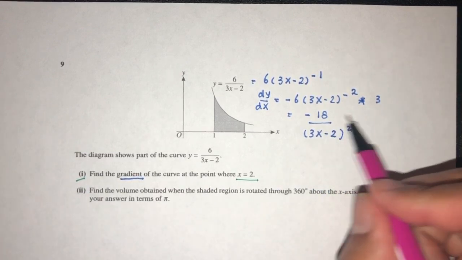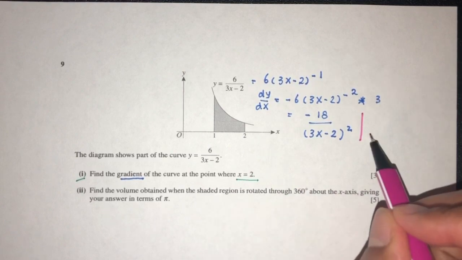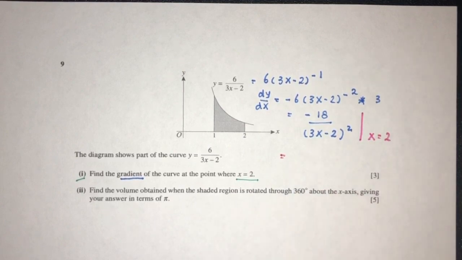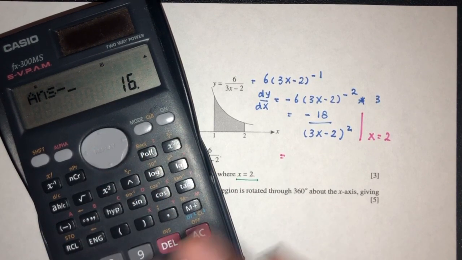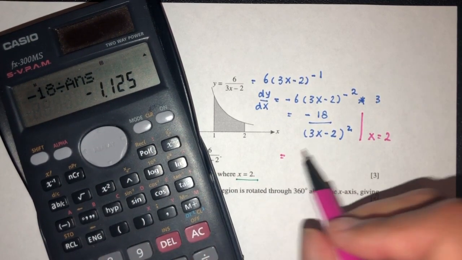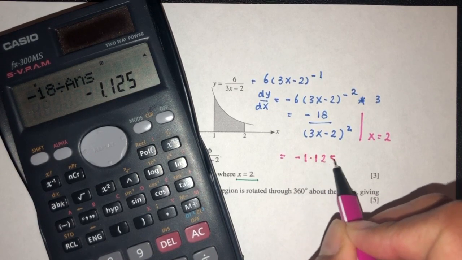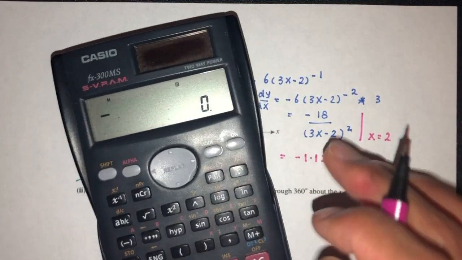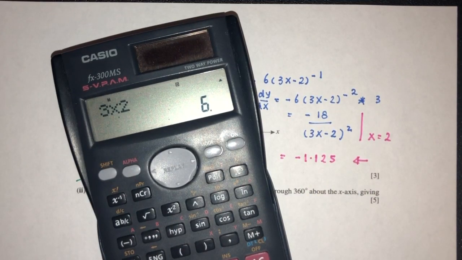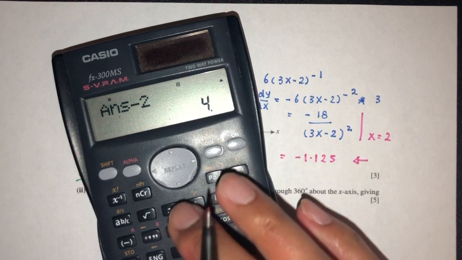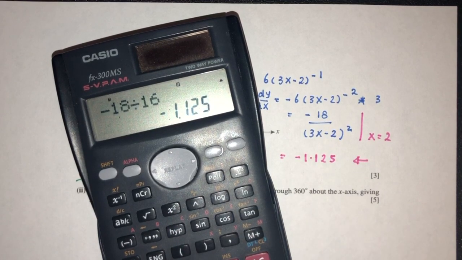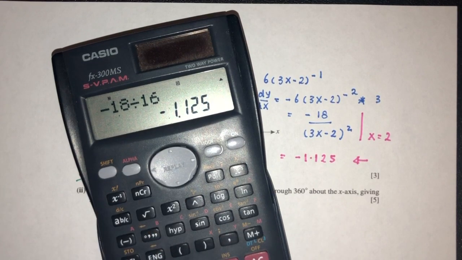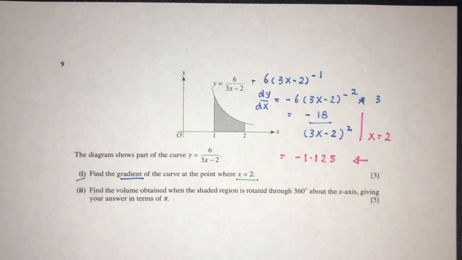Now we have to find this value when x equals 2. Replace, you will have 3 times 2 minus 2 squared, that should be this, minus 18 divided by this value, which should be minus 1.125 as my gradient at this point. Let's double check. So 3 times 2 is 6, minus 2 is 4, 4 squared is 16, minus 18 divided by 16 should be this value for the gradient. That will be part 1 of your question.